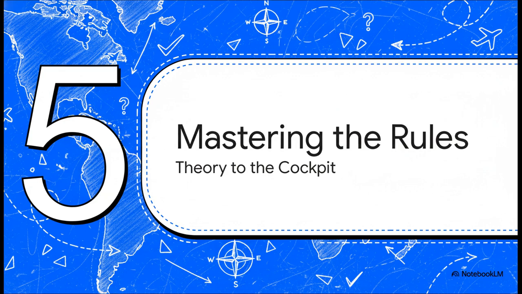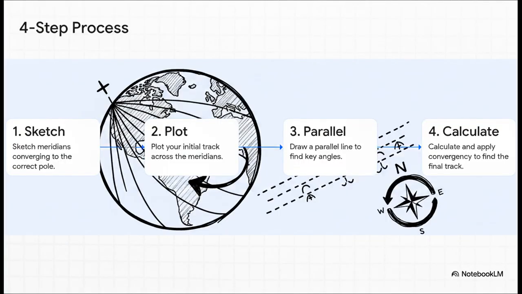Okay, time to put it all together. We're going to look at some practical steps and examples, just like the ones you'll see on your DGCA exams. We're officially moving from theory into the cockpit. I always recommend this 4-step process for any convergency problem. First, just sketch out the meridians converging toward the right pole. Second, plot your track across them. Third, draw a parallel line to help you find your angles. And finally, calculate and apply the convergency. Visualizing it this way is key to not making simple mistakes.